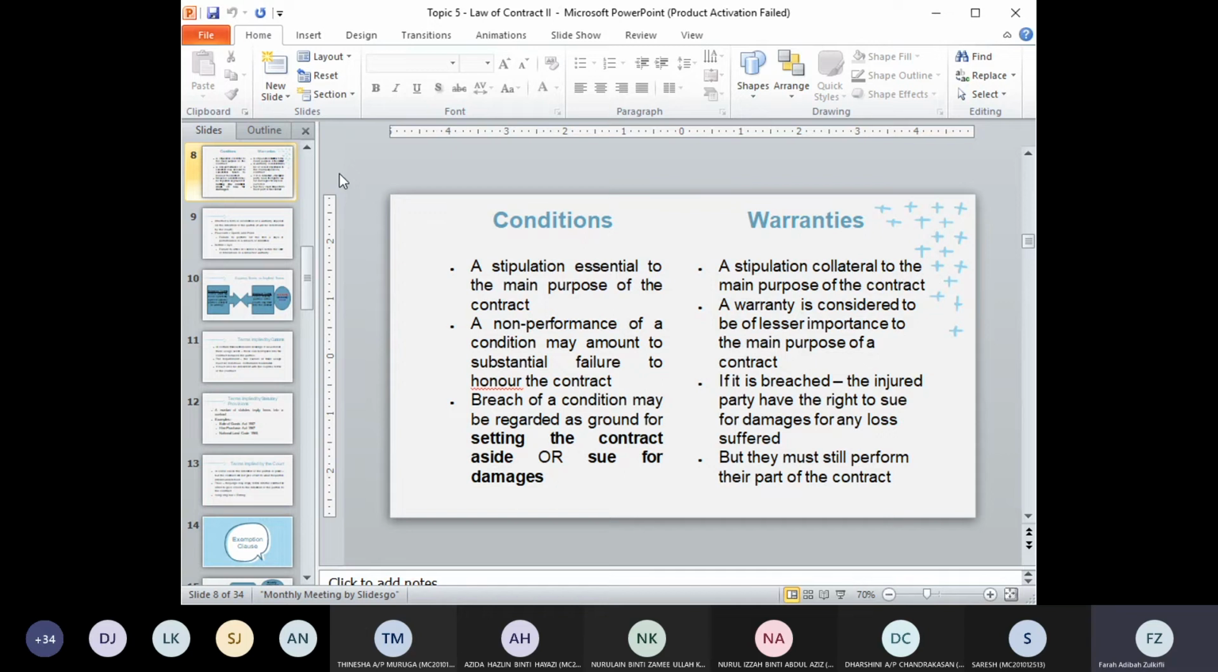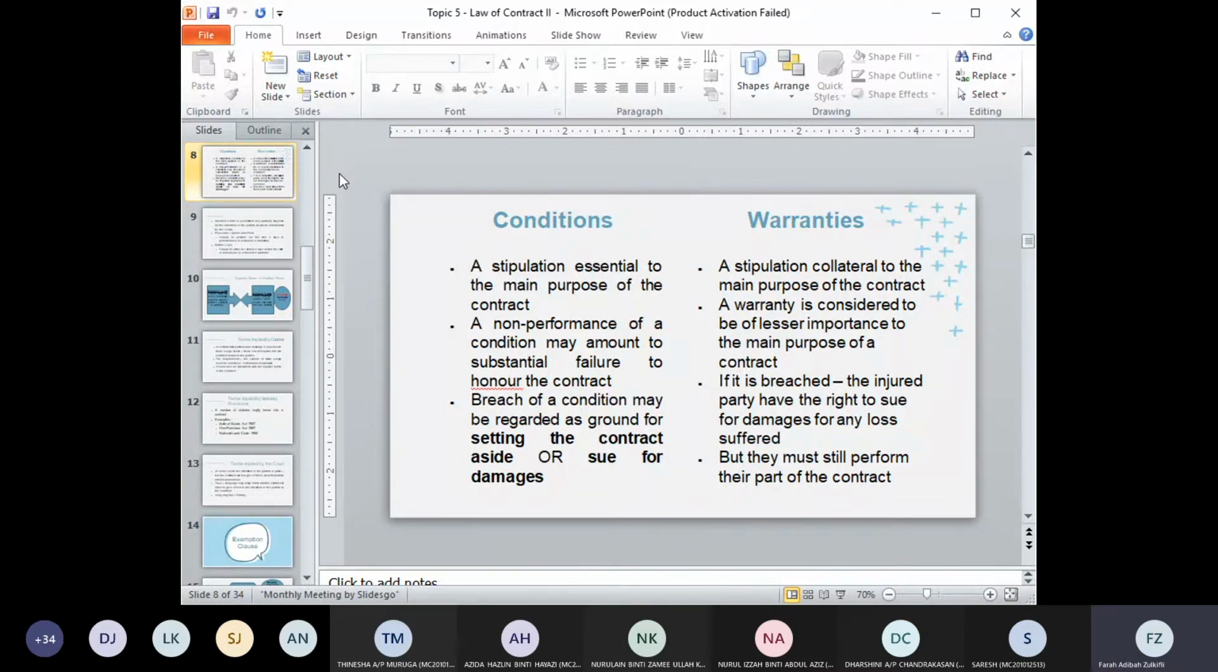So if a stipulation, a clause in the contract, is essential to the main purpose of the contract, something important to the contract, the main reason why the contract exists, and if the condition is not performed, or if the other party breaches the condition in a contract, it may amount to a substantial failure to honor the contract. So in this situation, we have two different effects.